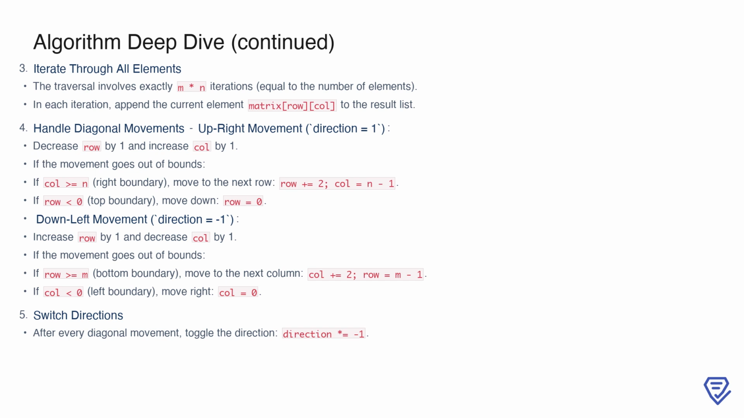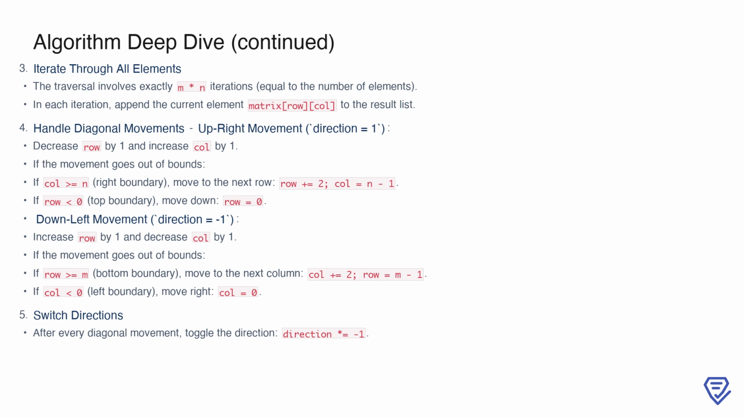Now that the initial setup is complete, we proceed to traverse all the elements in the matrix. Since the matrix contains m*n elements, where m is the number of rows and n is the number of columns, we will perform exactly m*n iterations. In each step, we append the current element at matrix[row][col] to our result list.